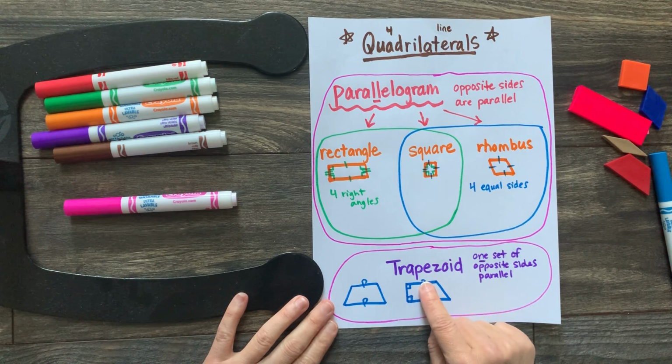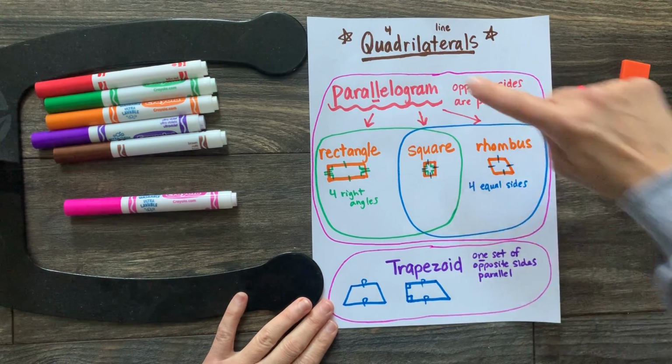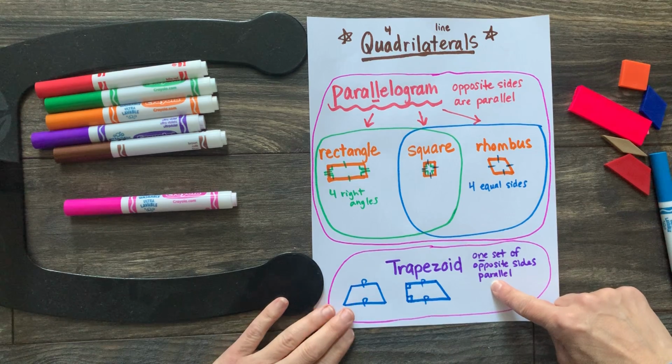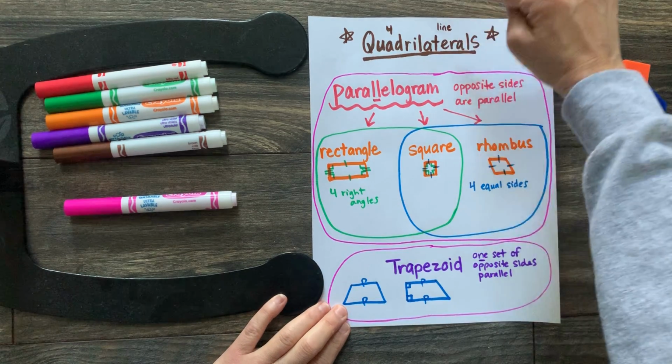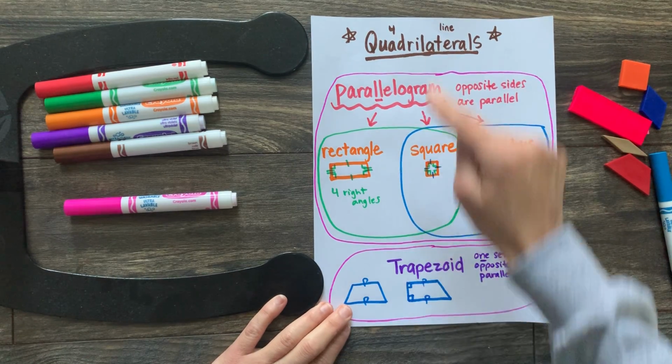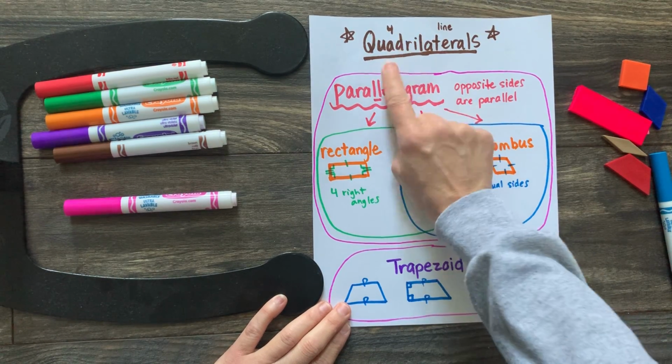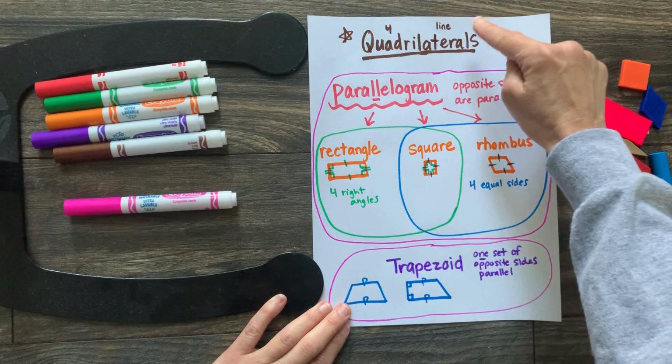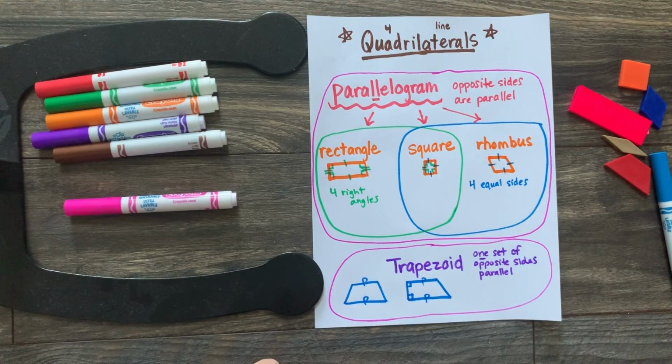A trapezoid is different than a parallelogram because it only has one set of opposite sides parallel, but it's still a quadrilateral. All of these are quadrilaterals. Why? Because quadrilateral says it right there in the word: 4 lines. And there you have it.